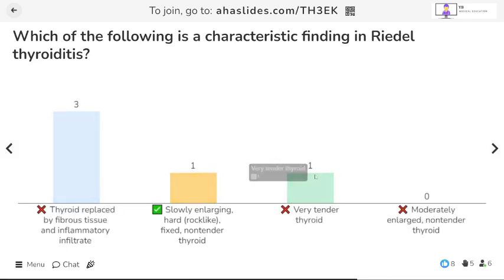Okay, a very tender thyroid is subacute granulomatous thyroiditis, which is de Quervain. A slowly enlarging one is Riedel's. Yeah, this also could be. Yeah, this is also Riedel's. So these two answers are right.